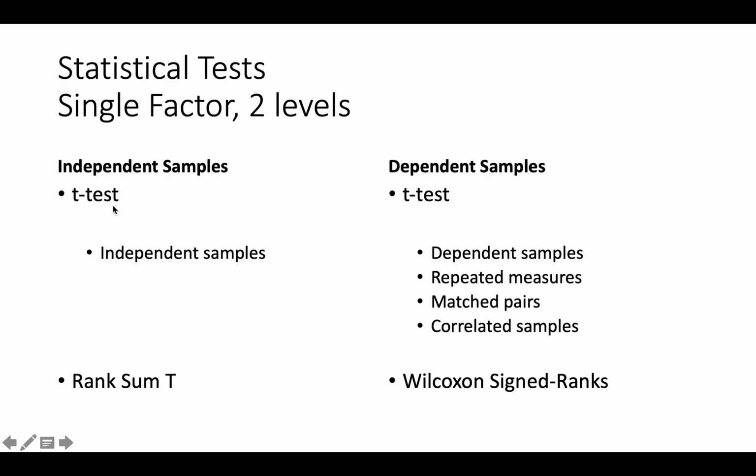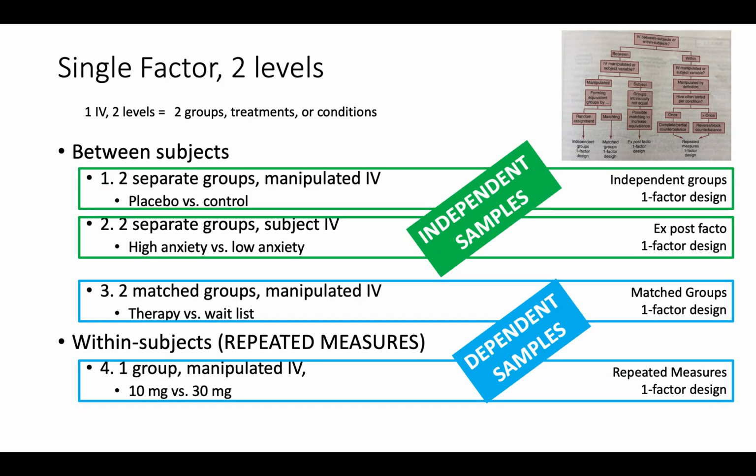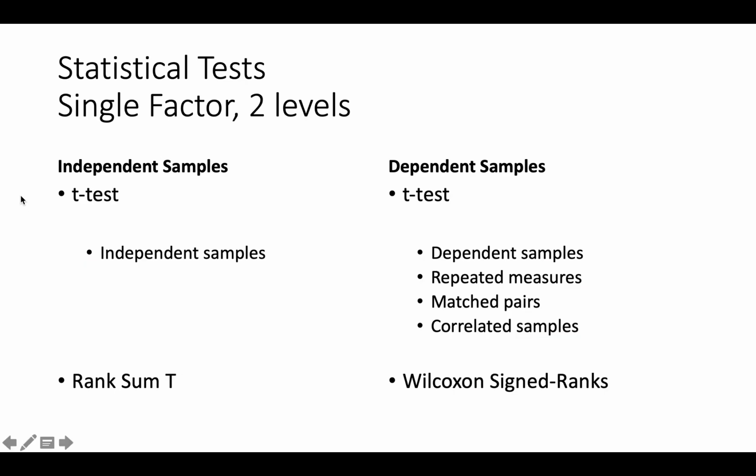You don't choose a t-test for independent samples versus a t-test for dependent samples. You never do that. You would choose either a t-test or a rank sum t. You would choose to do a t-test or a Wilcoxon signed ranks. You don't choose in between the four. You either choose this one or this one, or this one or this one. Now, you've already decided whether you have independent samples or dependent samples. That's not a choice. Your choice is you can do this test or this test for independent samples. But if you have dependent samples, you can do this test or that test.